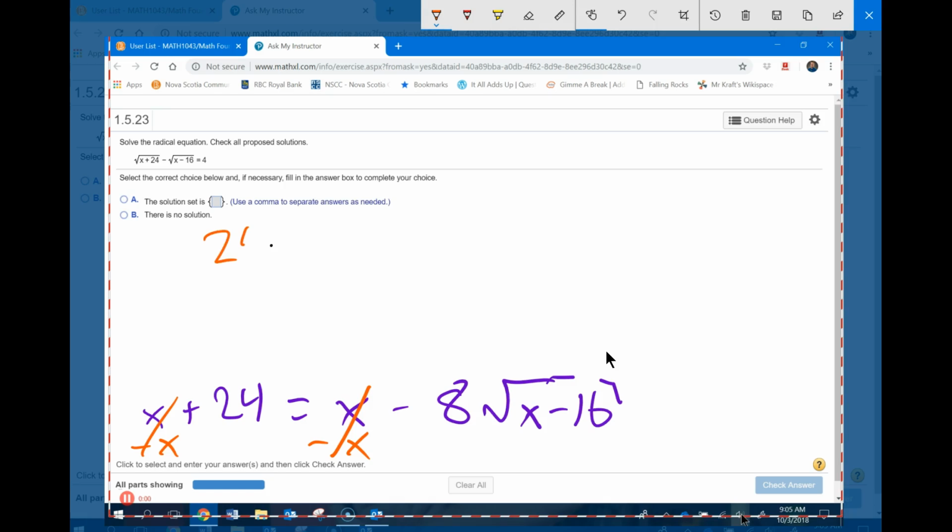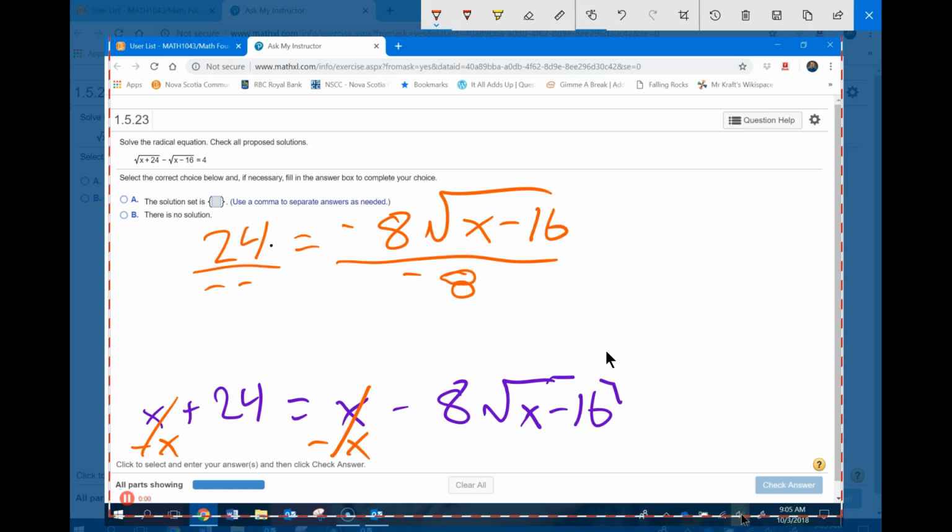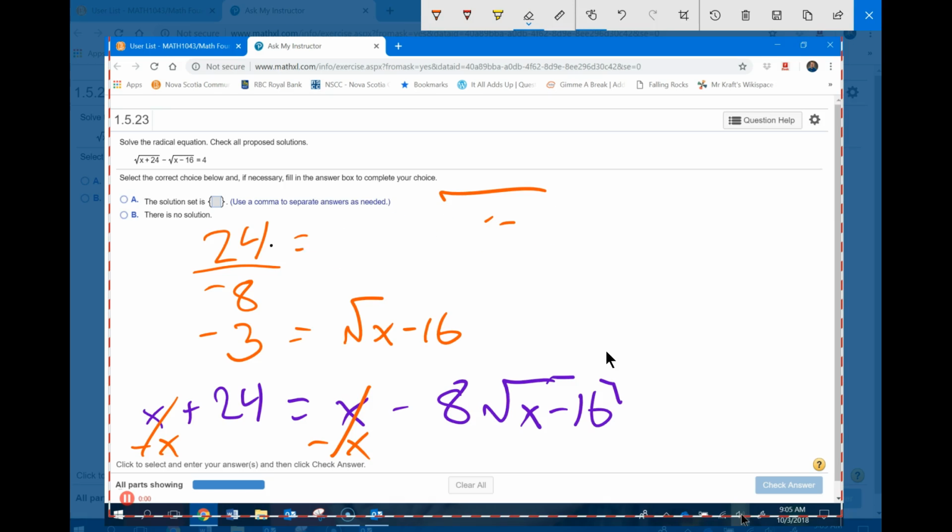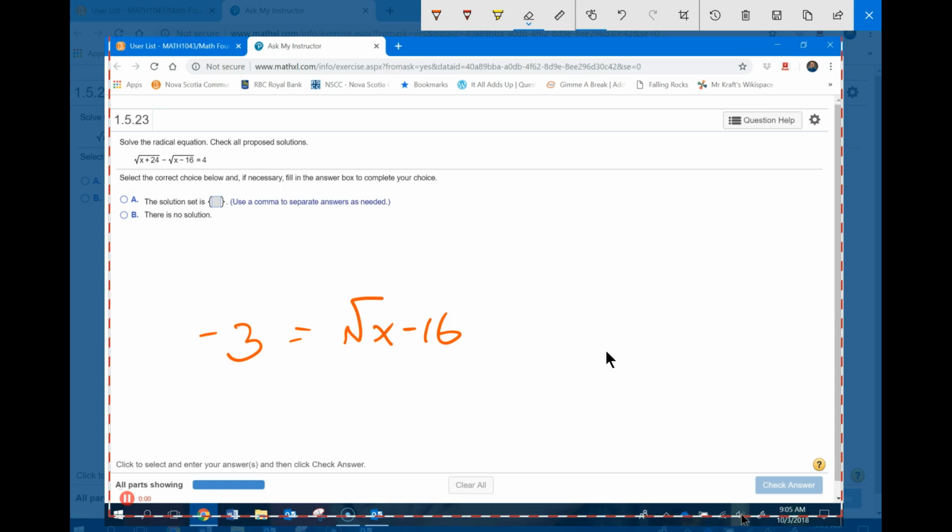What we have left is 24 equals negative 8 root x minus 16. Now we'll divide both sides by negative 8 to get that radical by itself. That's going to give us negative 3 over here, and that's going to equal root x minus 16. Okay, this is all gone. Now we're going to just repeat that process. We're going to square both sides to get rid of this radical, and we'll check our solutions as well.